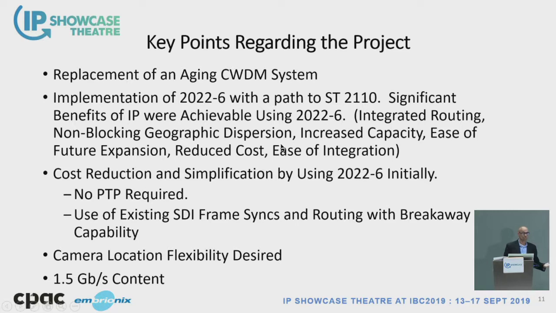So integrated routing, non-blocking, geographic dispersion, increased capacity, ease of future expansion, reduced cost, ease of integration, all significant benefits. Now, cost reduction and simplification using 2022-6: initially there wasn't PTP required, so no PTP grandmasters required, and, as I mentioned before, use of existing SDI frame syncs. The camera location, I mentioned the SDI bulkheads before. Camera location flexibility was a strong desire for the new project, and I'll go into more detail about that too. All the content initially is 1.5 gigabit per second.